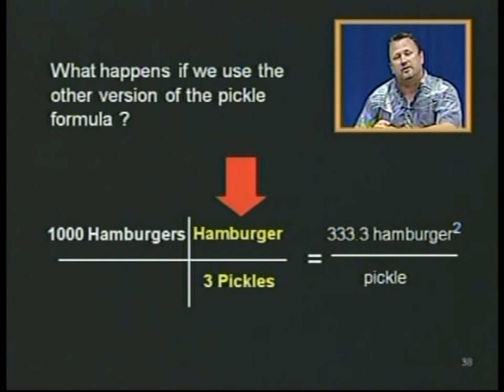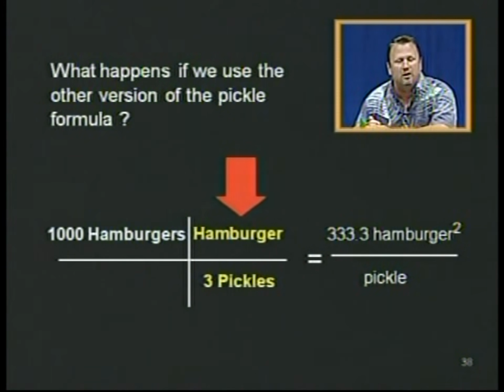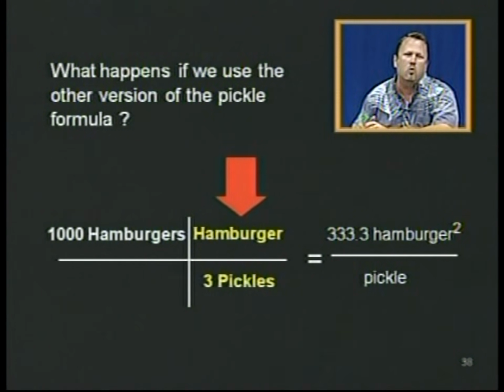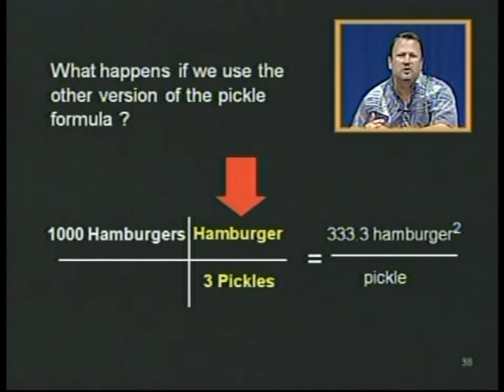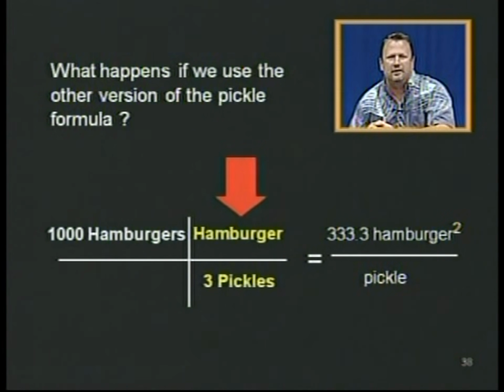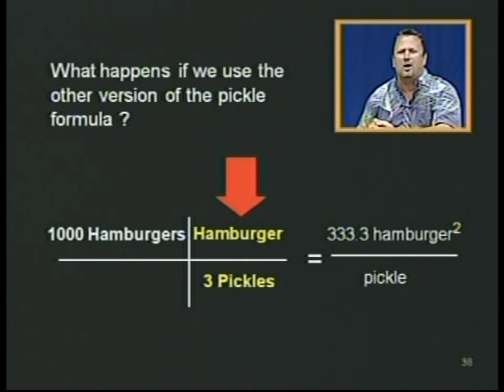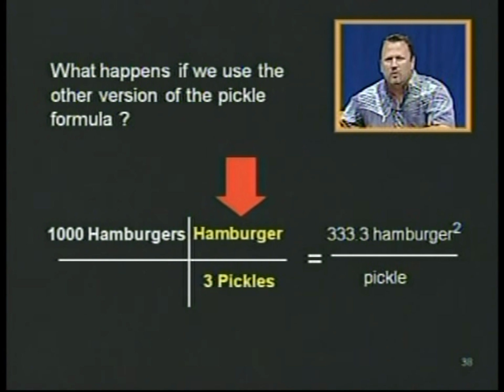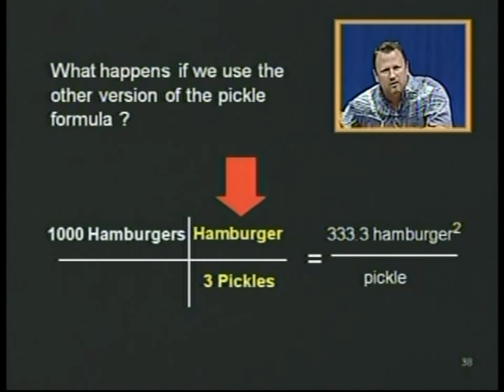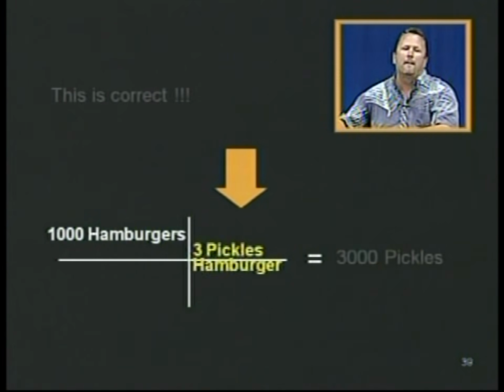Well, then we end up with 333.3 square hamburgers per pickle. And that wasn't a question. The question wasn't how many square hamburgers per pickle. The only person who's going to want to know that is maybe the architect. If the architect asks us, how many square hamburgers per pickle? Oh, well, then that would be the correct answer right there. But the question wasn't how many square hamburgers per pickle. The question was how many pickles.